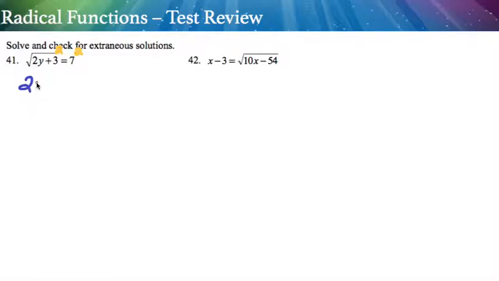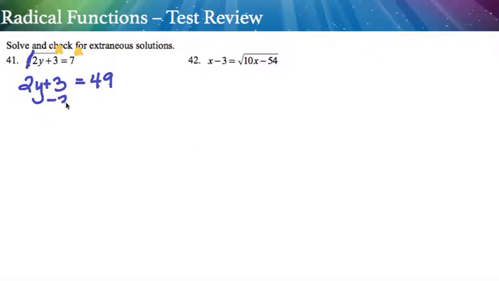So all I have to do now is, once I square it, it gets rid of the radical sign right there. So it's still 2y plus 3. Don't do anything with the inside, which some people end up doing and making a mistake, okay? So now 7 squared is 49, so don't forget to square that because that'll be another mistake. Sometimes people forget to do that.